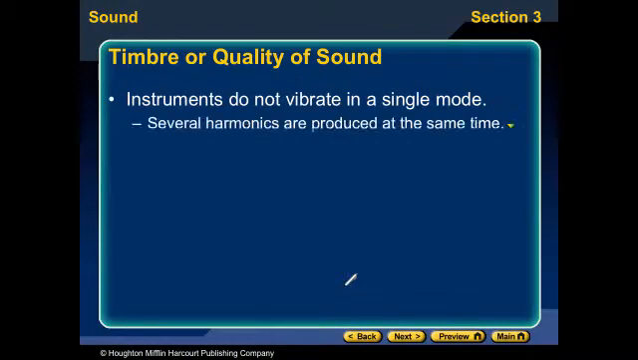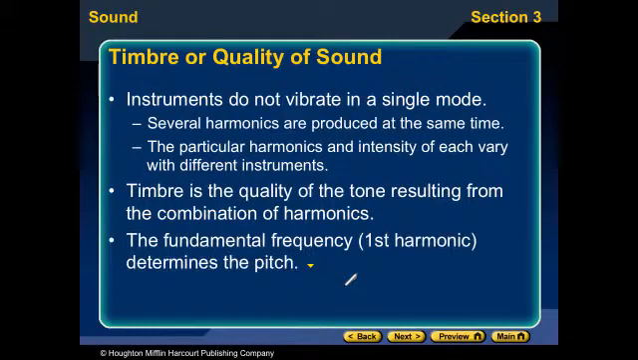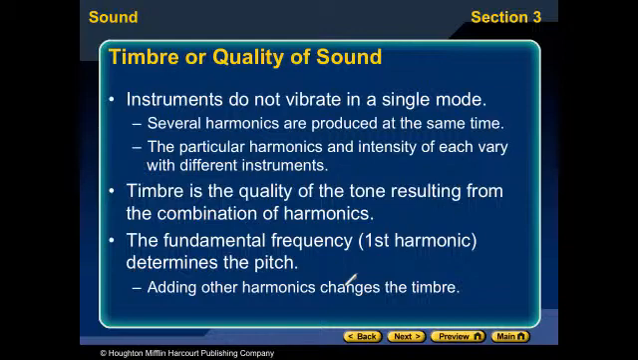So instruments do not vibrate in a single mode. Several harmonics are produced at the same time. They are just a really complex sound. Each instrument has different harmonics and intensities that are produced. Timbre is the quality of the tone resulting from the combination of harmonics. The fundamental frequency, though, determines the pitch. So adding other harmonics will change the timbre.